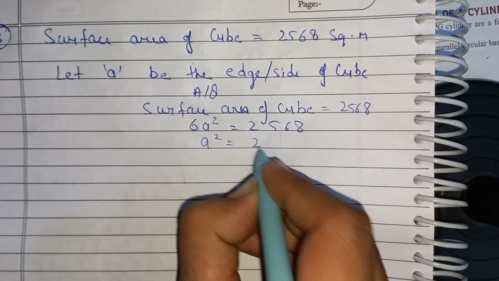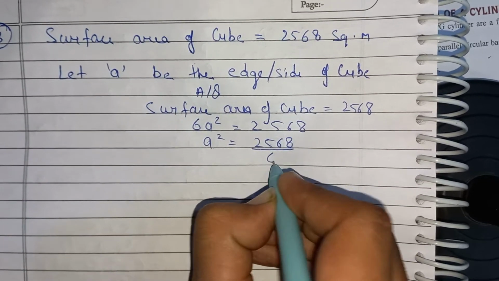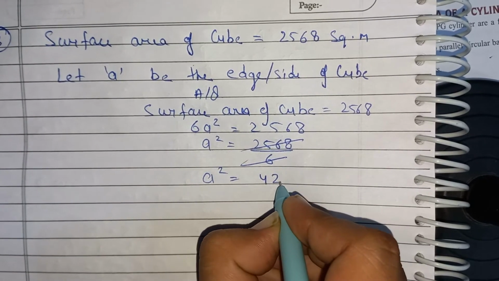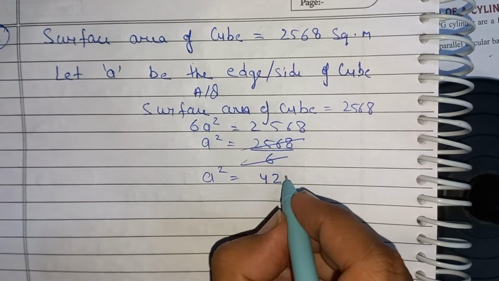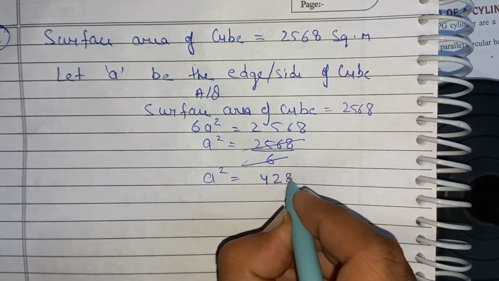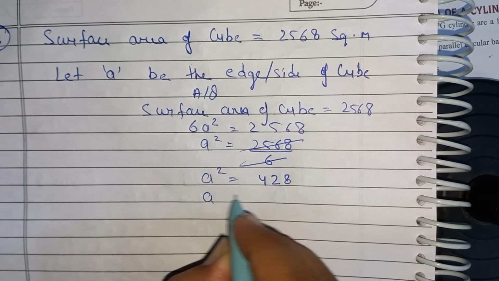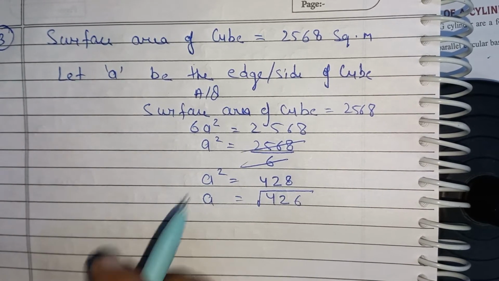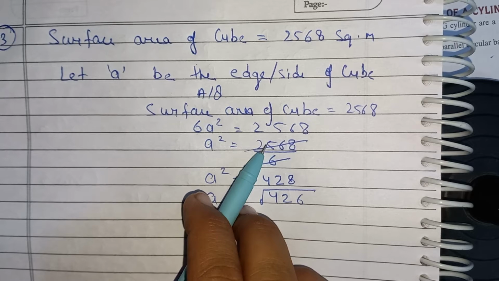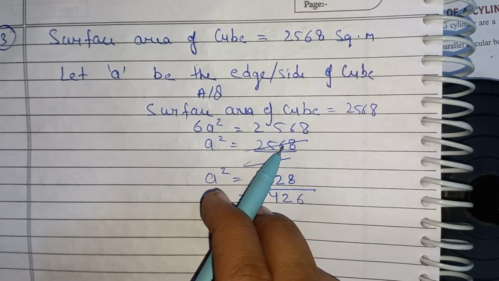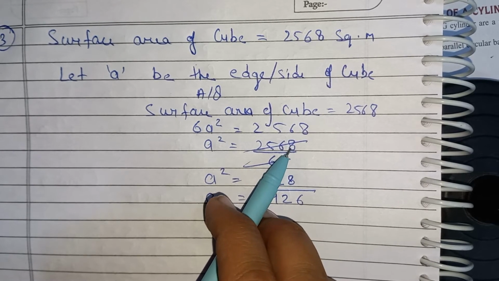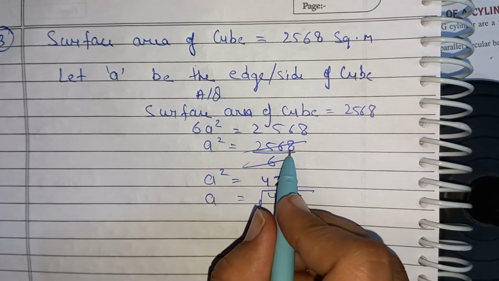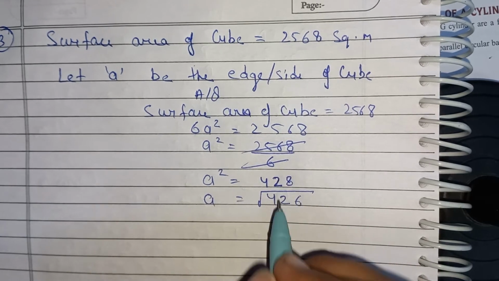What is the value of a square? 2568 divided by 6. Divide this by 6. 6 fours are 24, 1, 6 twos are 12, 4 8, 6 eights are 48. So a square is equal to 48, and then we take the root. Let me check once again. 6 fours are 24, 1, 6 threes are 18, 48, 6 eights are 48, right?